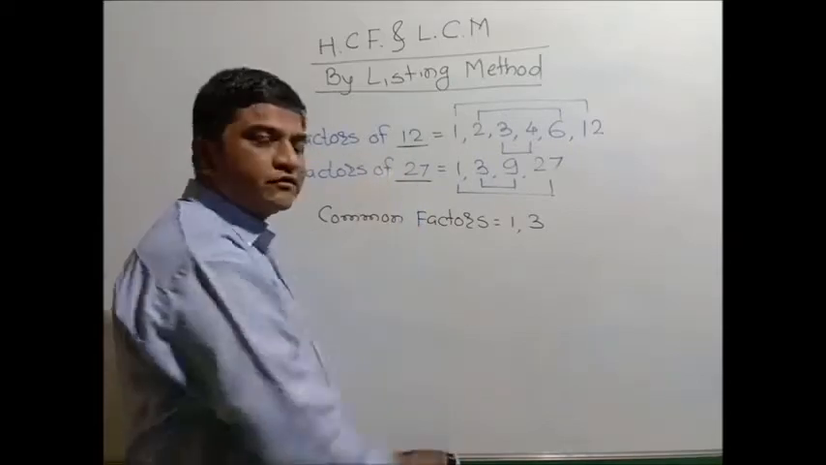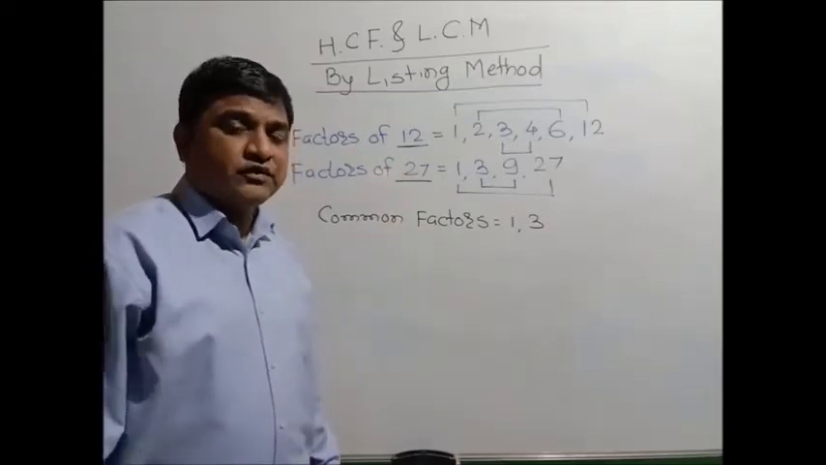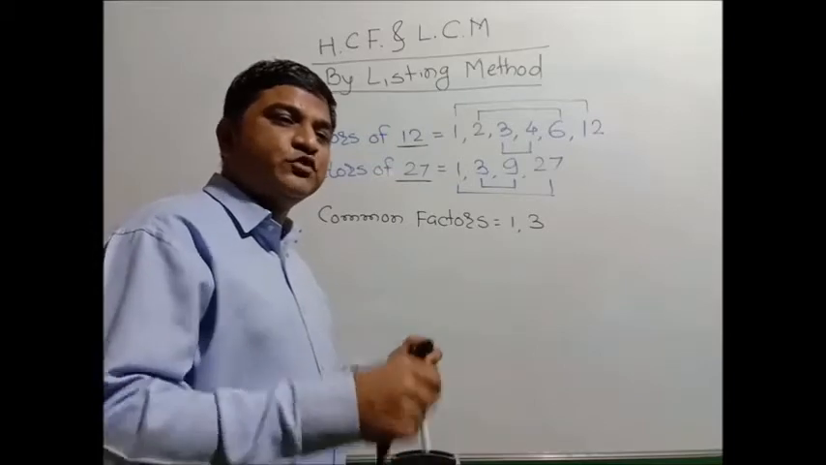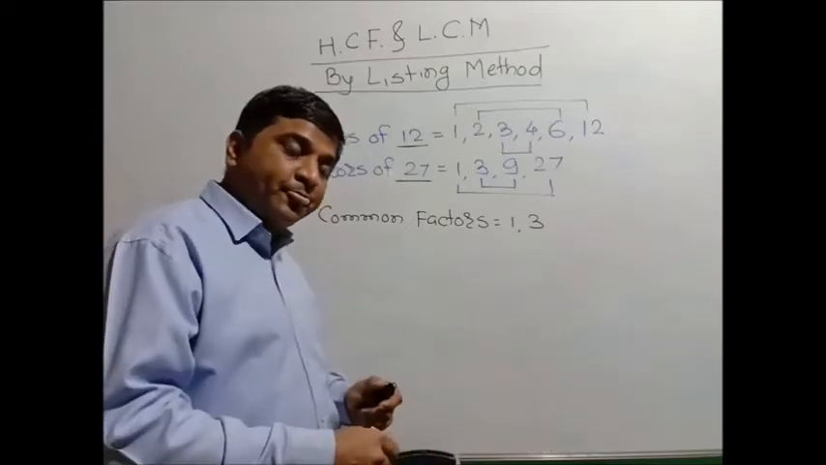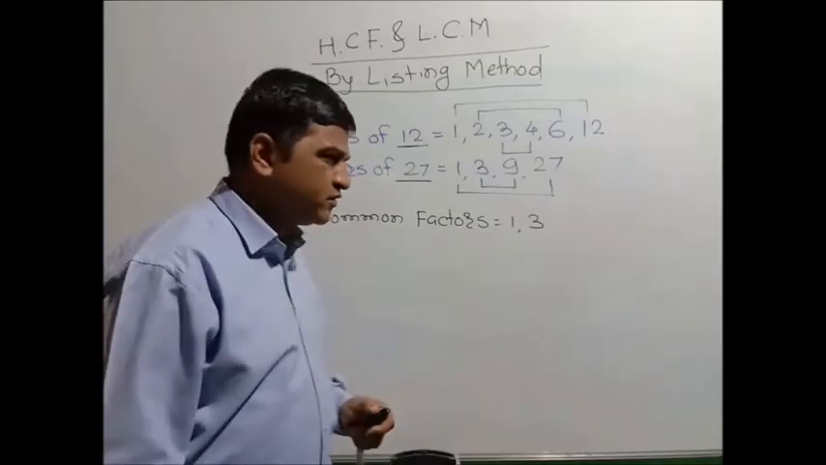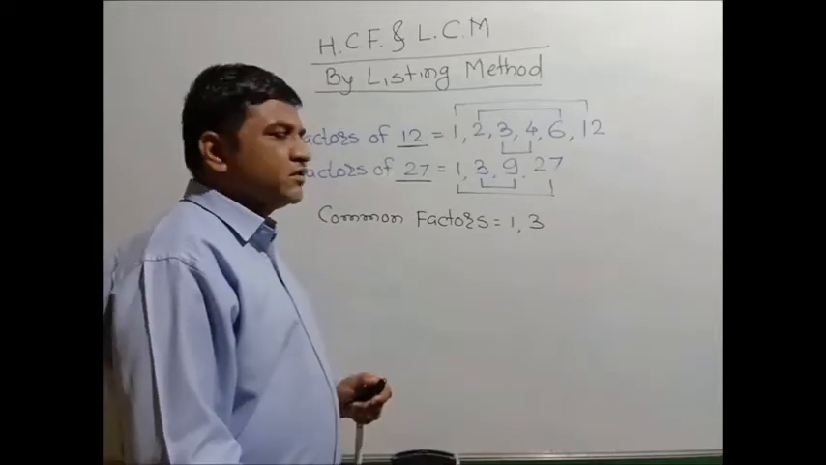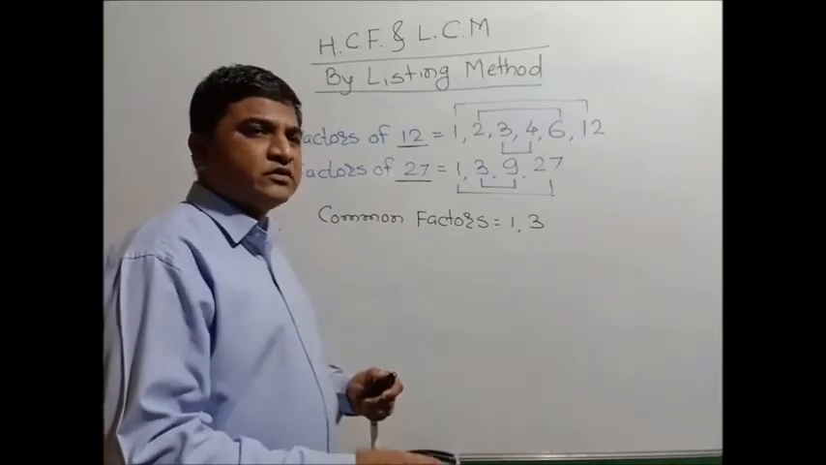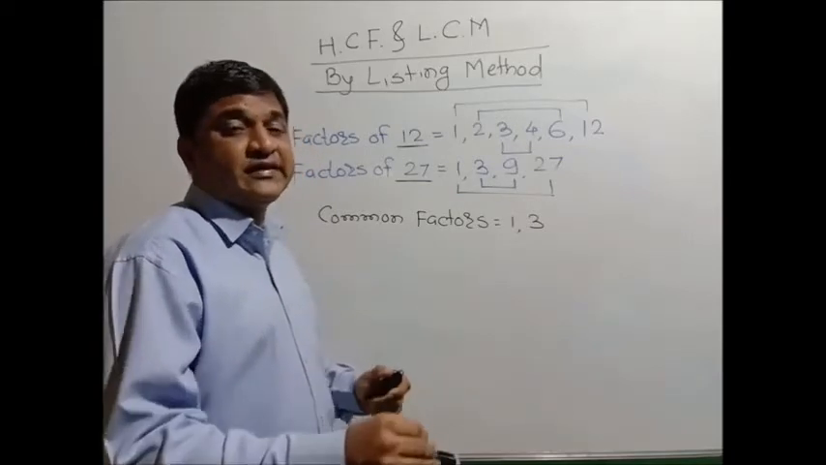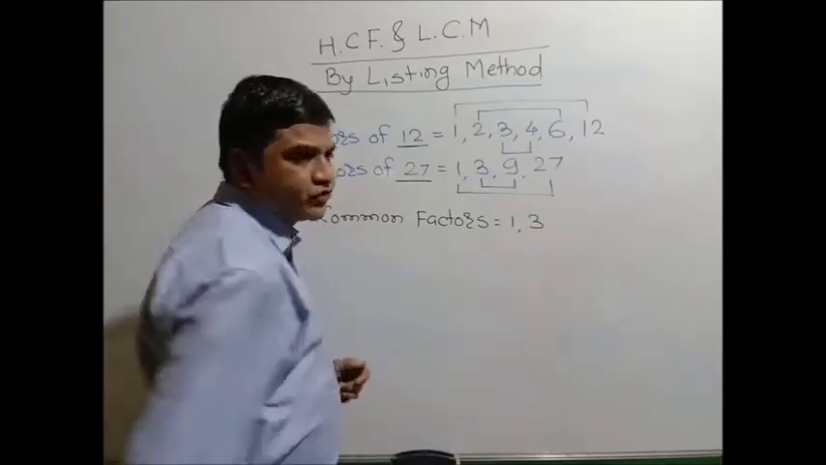We are having a red ribbon of 12 meter and a blue ribbon of 27 meter. Now he wants to cut the pieces in such a way that both the pieces, red piece and blue piece, should have equal length, and there should not be any remainder. There should not be any vestige of ribbon. How should he go about it? Then what he needs is the number which will divide 12 and 27 exactly without leaving any remainder, and that number is 3.